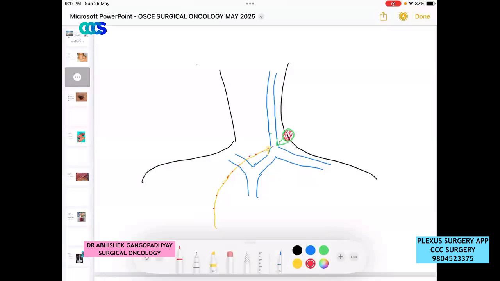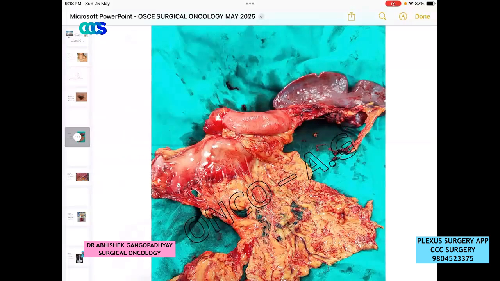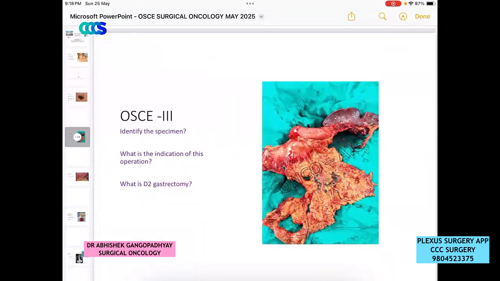Okay, we'll come to the third OSCE. This is a picture of a specimen. You have to identify the specimen. There are two organs which have been dissected. Any idea what operation has been done? Any one of these organs you are able to identify? Liver.